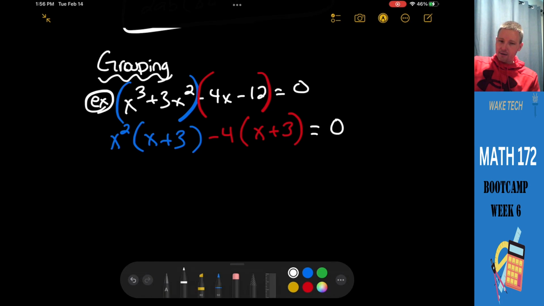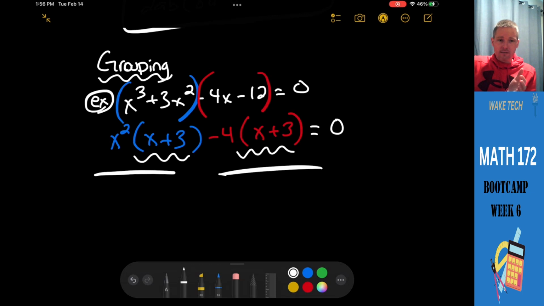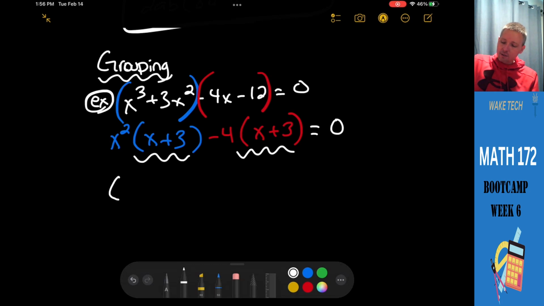Once we've removed the common factor from each group, if the insides of these parentheses match, we can take this one step further, right? That x plus 3 is actually a common factor between these 2 terms. We have 1 term in blue, 1 term in red. They each share a common factor of x plus 3. So we can actually factor that x plus 3 out, which leaves us with x squared minus 4.